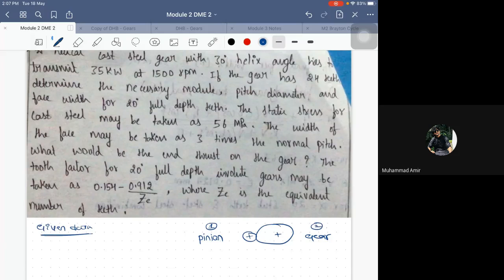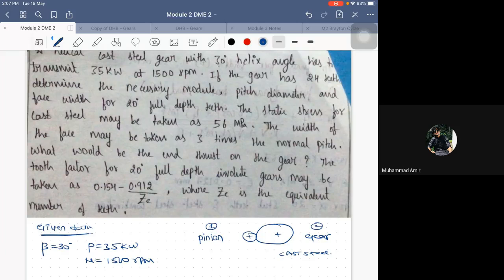Next, cast steel gear, he says. The material of this gear is cast steel, just write it out, with a 30-degree helix angle. So the value of beta, the helix angle, is given as 30 degrees. Next, it has to transmit 35 kilowatt of power. So power is 35 kilowatt, and the speed is given as 1500 rpm.